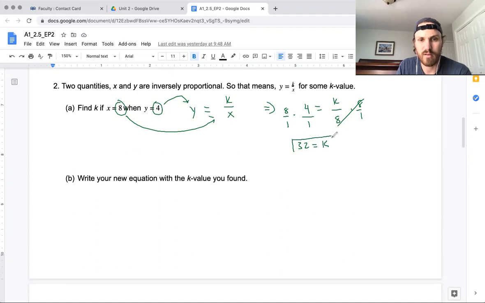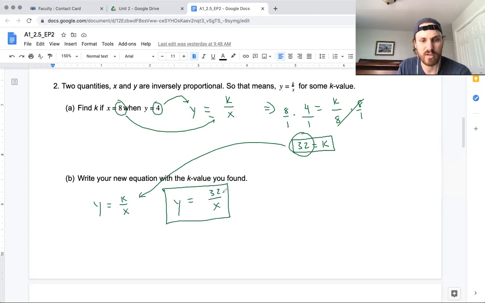Okay, 32 equals k. Write your new equation with the k value you found. So again, we had y equals k over x, but now we can plug in 32 for k and get y equals 32 over x. So that's my new inverse variation function. That 32 is my constant of variation, which might be the number of cookies I have, or maybe the distance that I'm traveling.